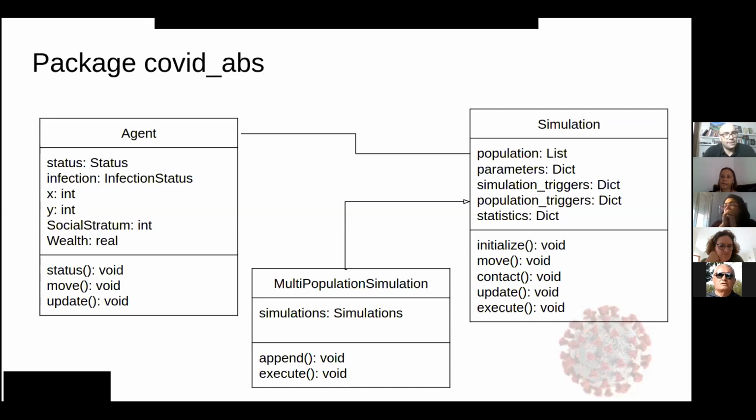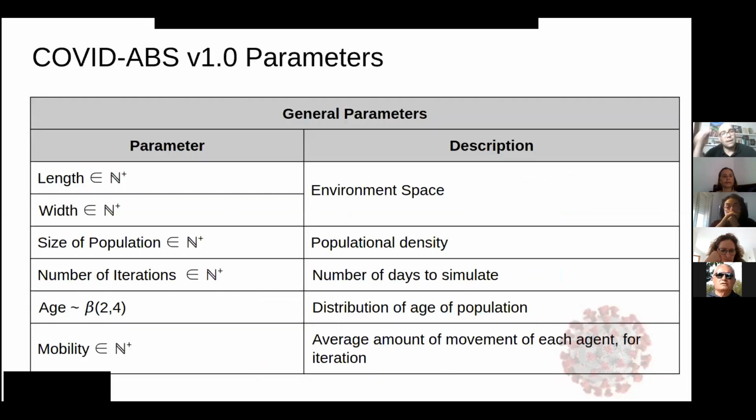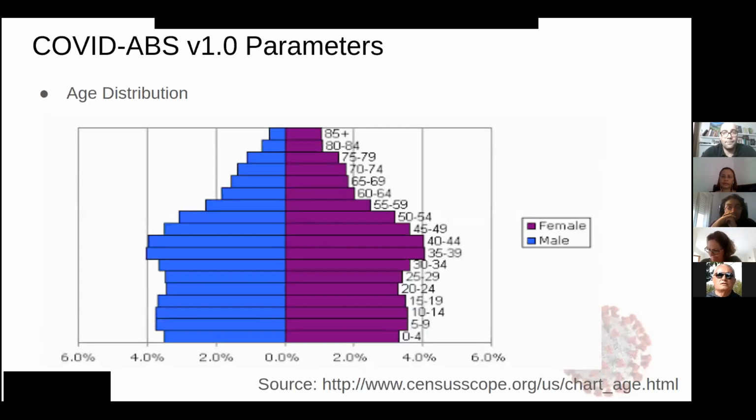We have three classes: the agent with its internal states and actions, the simulation with the population, the shared environment, and the global loop, and we have a more complex kind of simulation called multi-population simulations. We can aggregate several populations that are overlaid. So we have the main parameters of the simulation. We have the general parameters: the environment space, the size of the population, the number of iterations. Each iteration corresponds to a whole day. The age distribution of the population.